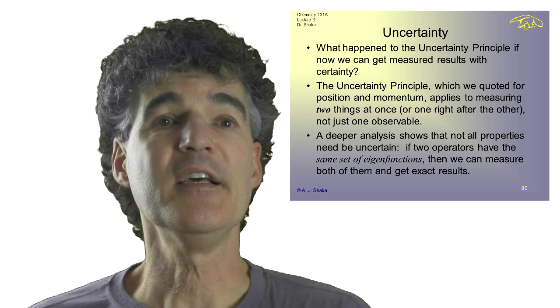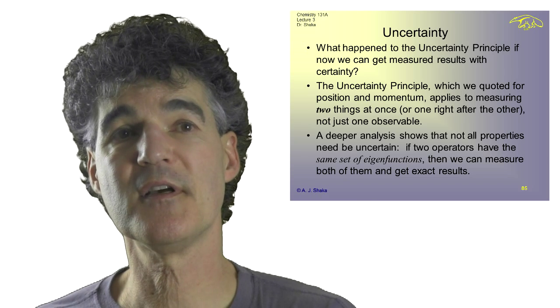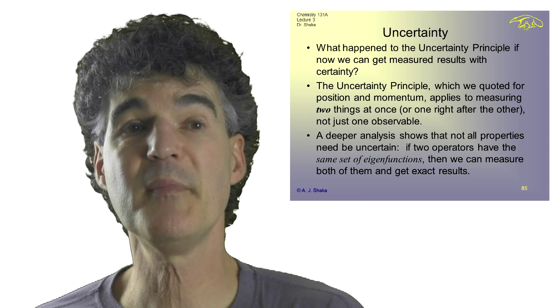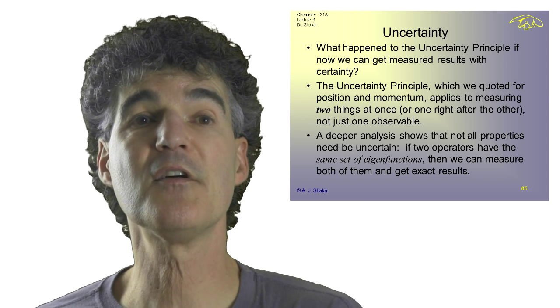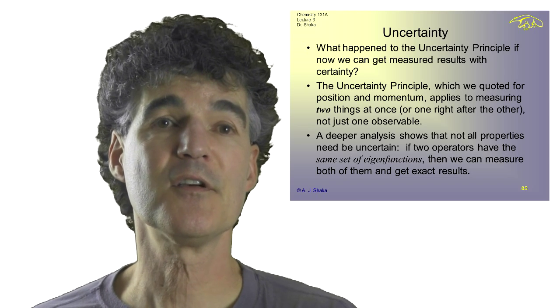Now, the question is this: what happened to the uncertainty principle? Because now I'm claiming that we can get measured results with certainty. We're saying we always get the same result. We just measure it once, then the uncertainty goes away. And that's kind of interesting because it's not so simple.